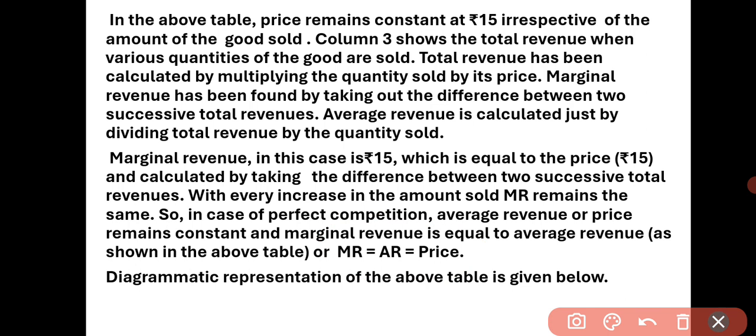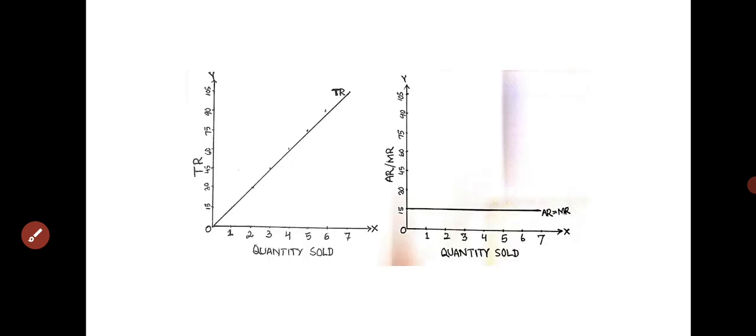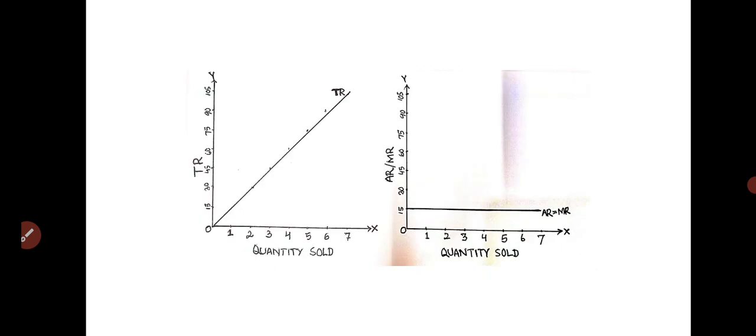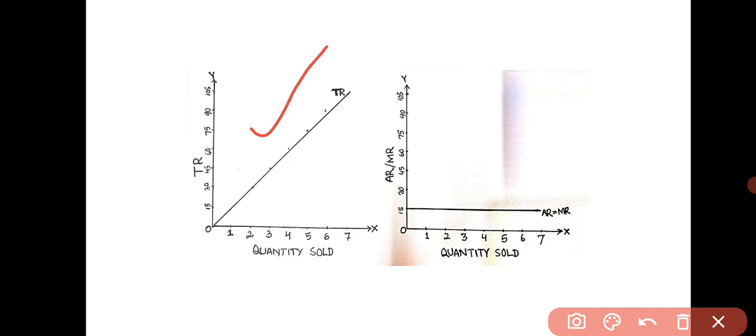Then we will discuss the AR, MR and TR in imperfect competition situation. Before that, we will represent the table with a diagram. You see in this diagram, two diagrams are there. In the left side diagram, the first diagram, we have given the TR curve, the total revenue curve. Yes, the total revenue curve is there.